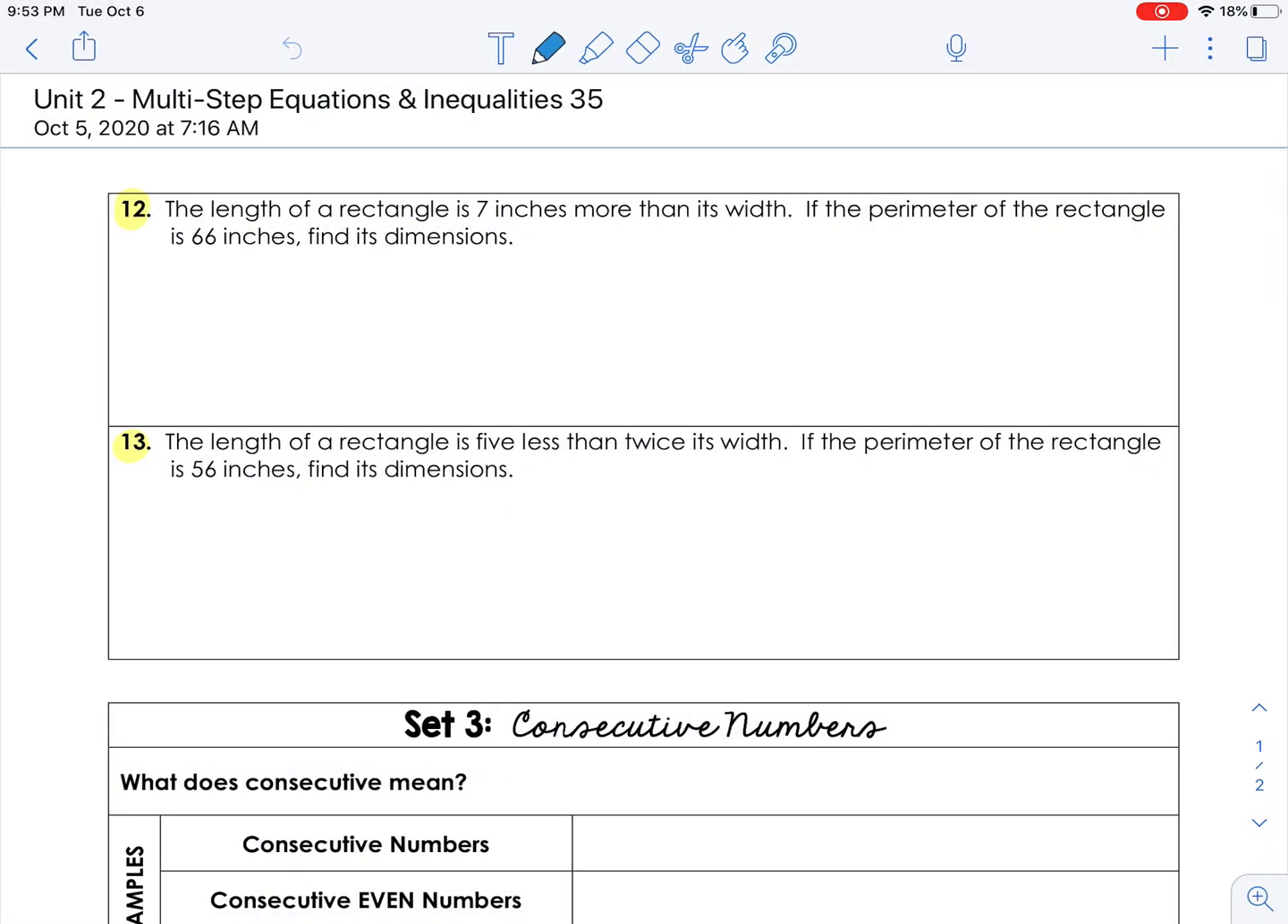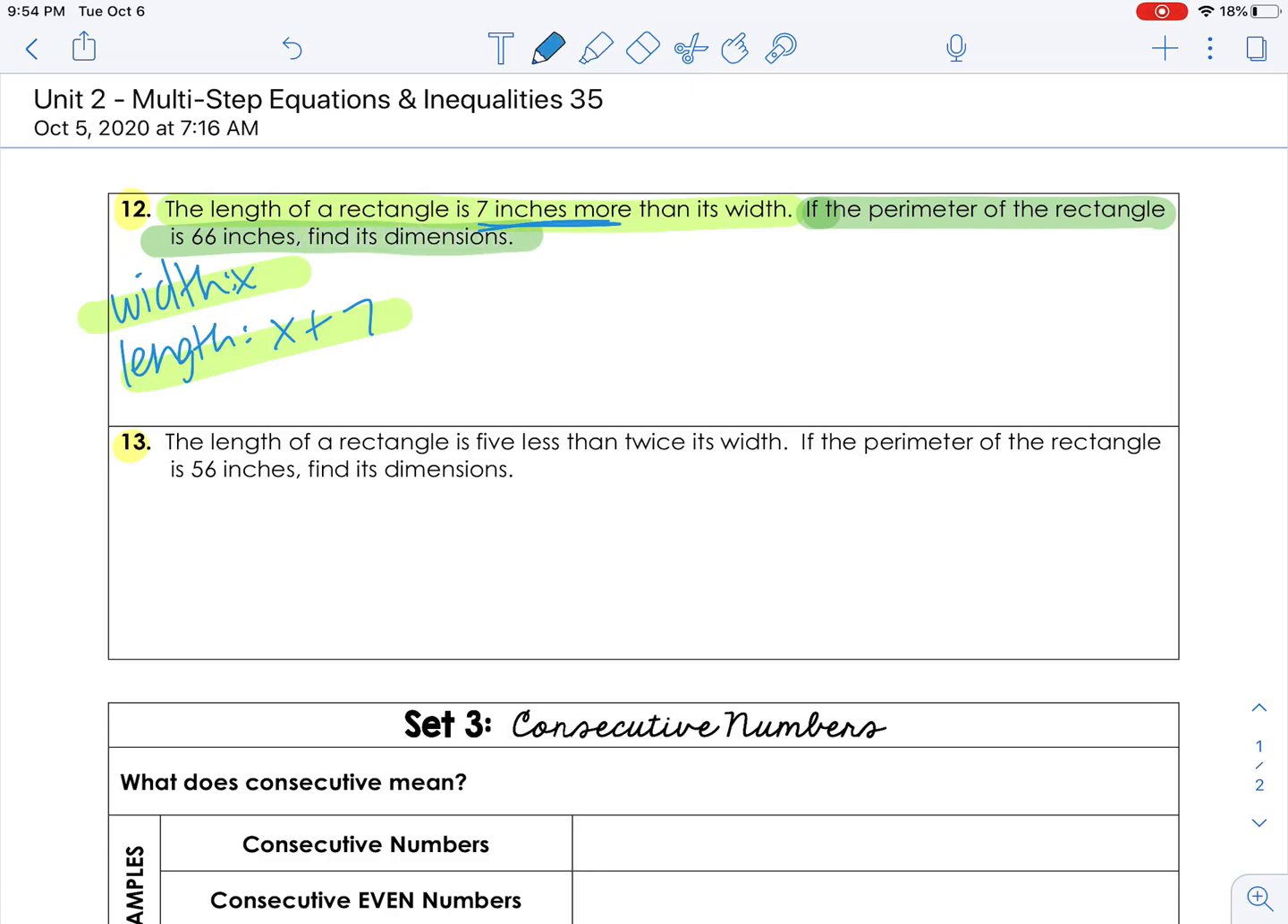So the next two problems we're going to look at are number 12 and number 13. The length of a rectangle is 7 inches more than the width. So if the width is x, the length is x plus 7 inches more. That's our first sentence. That's how we set up our variables. Our second sentence, if the perimeter is 66 inches, find the dimensions. So we need the formula for perimeter. So P is 66, W is x, L is x plus 7.